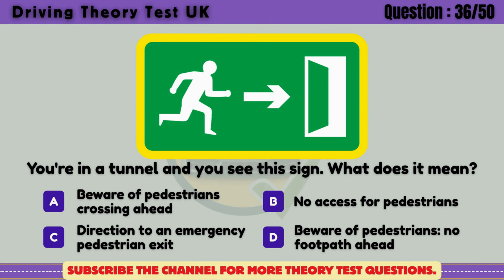Question 36. You're in a tunnel and you see this sign. What does it mean? Option A. Beware of pedestrians crossing ahead. B. No access for pedestrians. C. Direction to an emergency pedestrian exit. D. Beware of pedestrians. No footpath ahead.